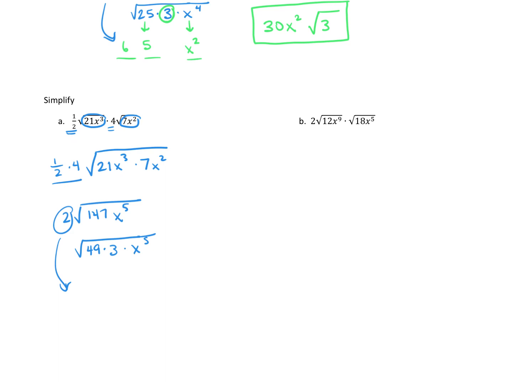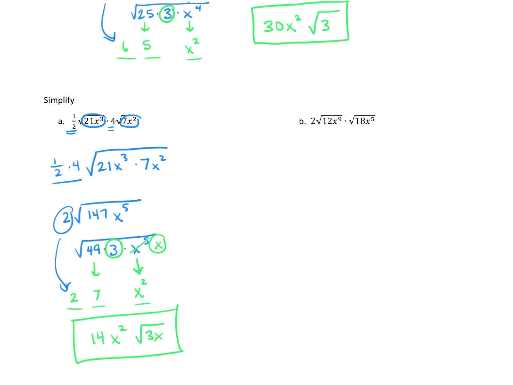All right, so we have our 2 that's going to carry down from out front. Square root of 49 is 7. This 3 stays. Square root of x to the fifth. So how many x squareds fit into x to the fifth? 2 of them. So x squared. And then we have a leftover 1, so I'm going to cross that off and put the leftover up top so I know that that stays underneath the square root. All right, everything that we took the square root of or carried down gets multiplied. So we have a 14x squared times the square root of, we have a 3 and an x, so 3x.